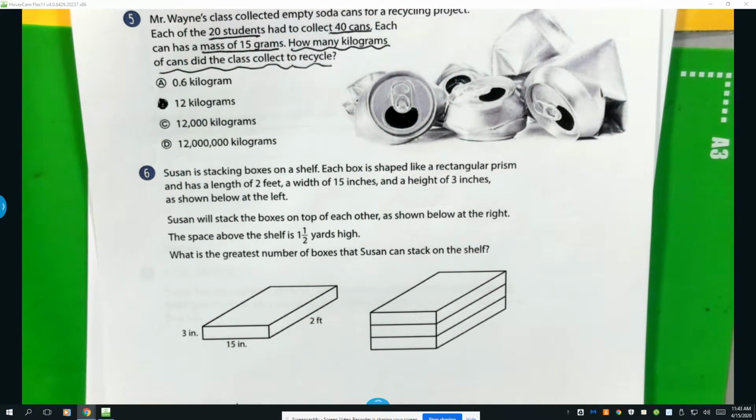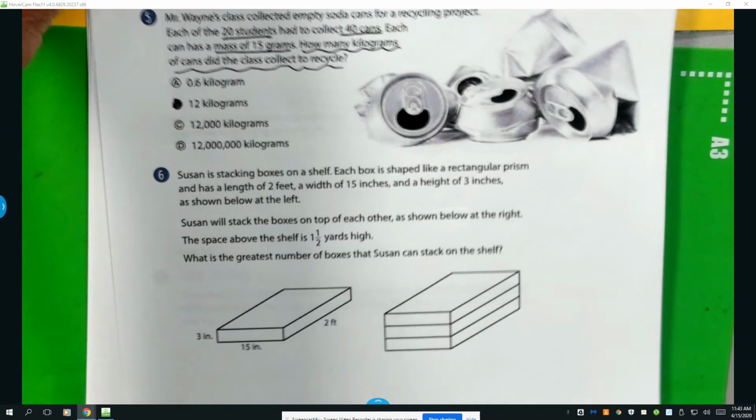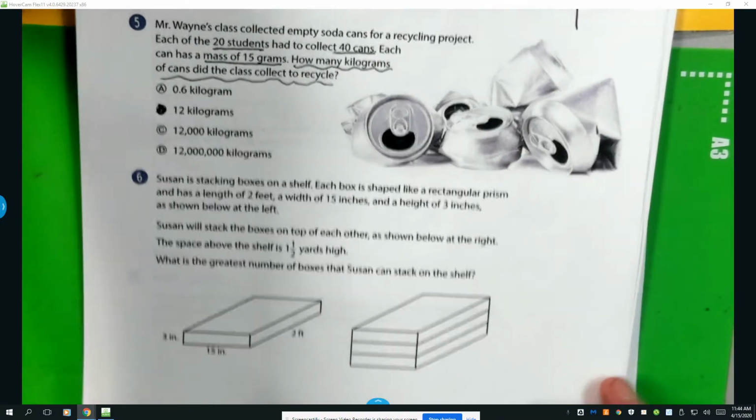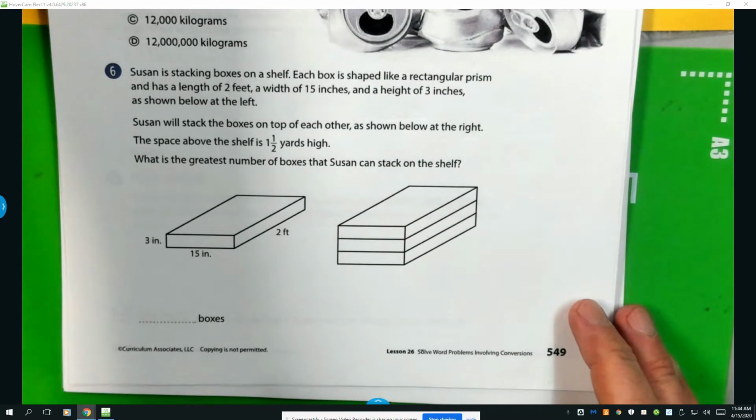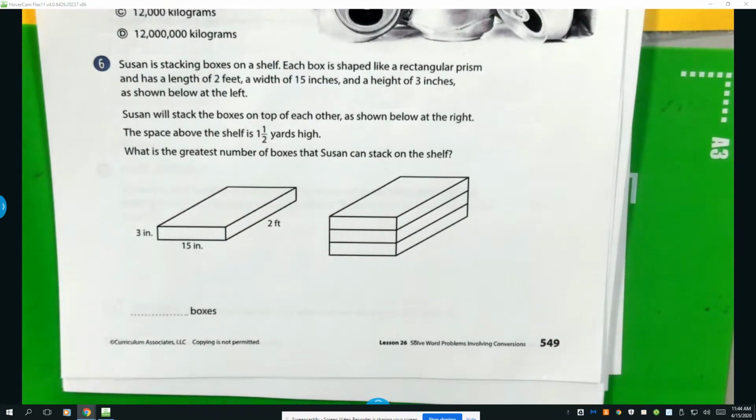Okay, next question. Susan is stacking boxes on a shelf. Now, I know I haven't reminded you today, but make sure you pause as you need to. Okay, you can work these problems out and do just fine.